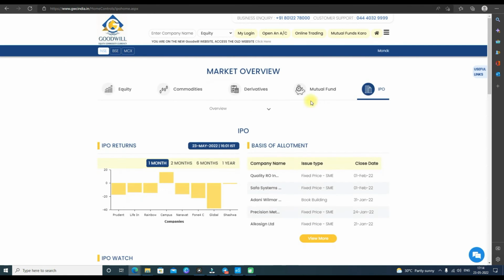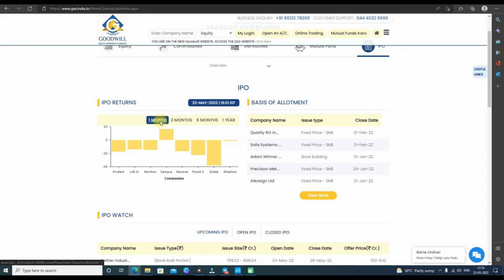Then finally we will come to the IPO. These are basically the monthly returns of the IPOs dated 23rd May. So for Prudent we have minus 17.29%. For Life Insurance we have minus 13.93%, and these are basically the different time frames for 2 months, 6 months, and a year.